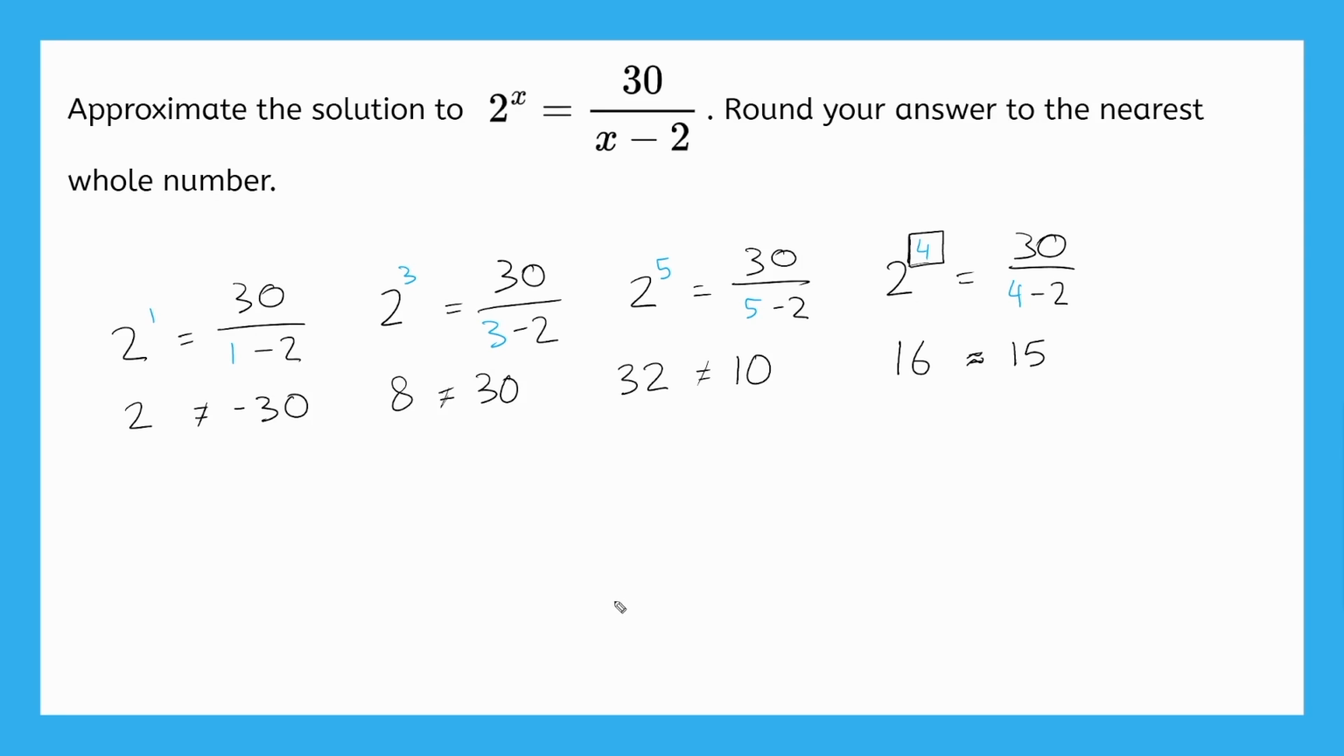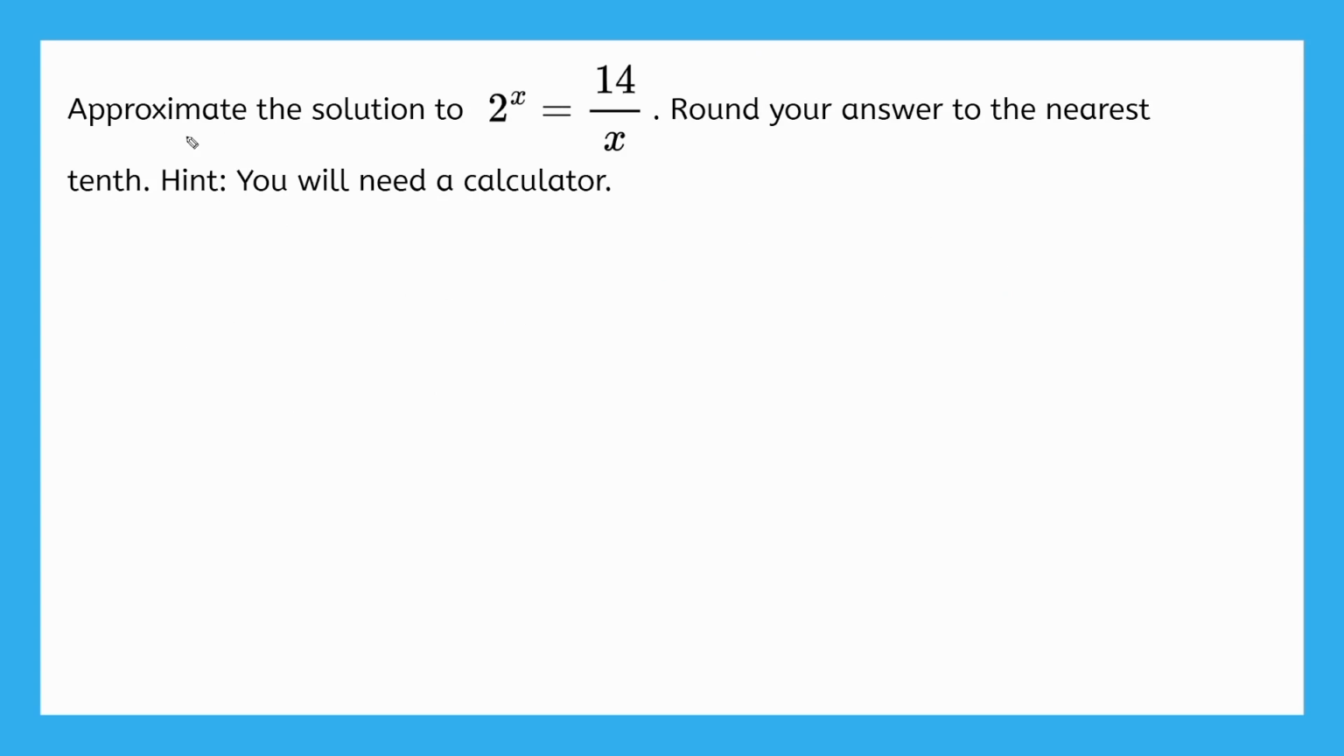So that is our answer to this problem, 4. In this next problem, we're asked to approximate the solution to 2 to the x equals 14 over x. And it's a very similar problem to the previous one, except this time we're asked to round our answer to the nearest tenth. And in this case, I would always recommend using a calculator. If we're asked to round to the nearest tenth, we're going to be plugging in some decimals, and solving this kind of equation when plugging in decimals is not very fun without a calculator.